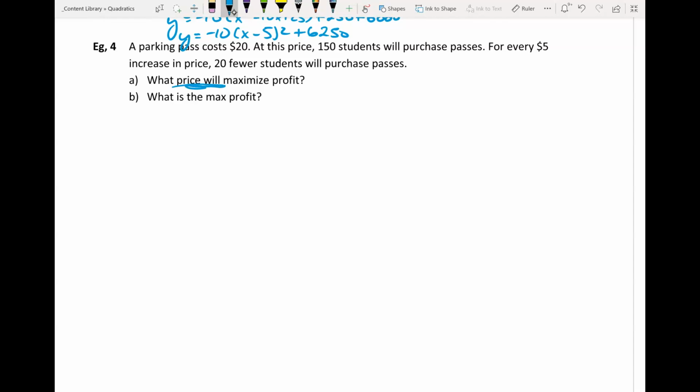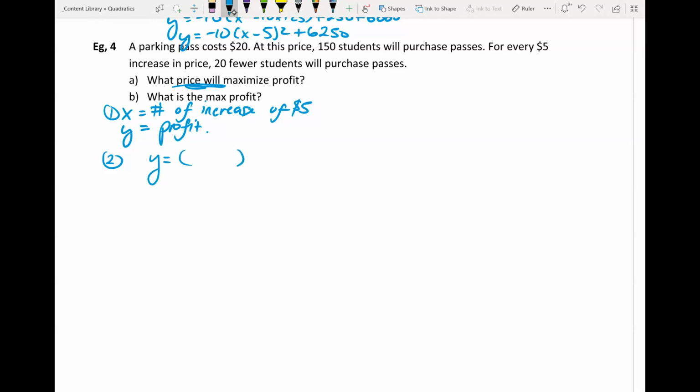The first thing we're going to do is state our x and y. So x is the number of increases, so every 5 increase in price. So number of increases of $5, y is going to be the profit. And then we want to set up our equation. So we are looking for profit, so that's y.